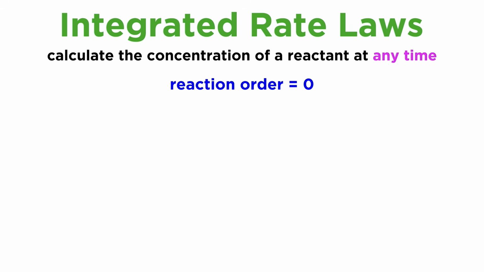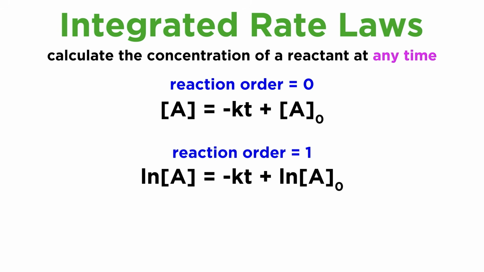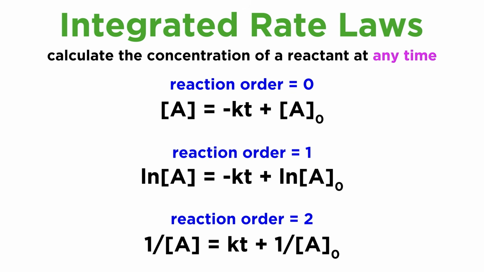First, let's examine the case with a reaction order of 0. This means that the rate does not depend on the concentration of the reactant, so the rate law will look like this. The integrated rate law will look like this, where the concentration of A at any time t equals negative kt plus the initial concentration. Now, if looking at a reaction order of 1, the rate law will look like this, and the integrated rate law will involve taking the natural log of these two concentration terms. And finally, for a reaction order of 2, the rate law looks like this, and now we take the inverse of each concentration term and flip the sign on the rate constant.